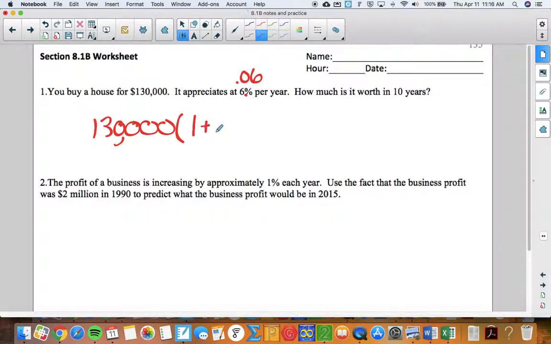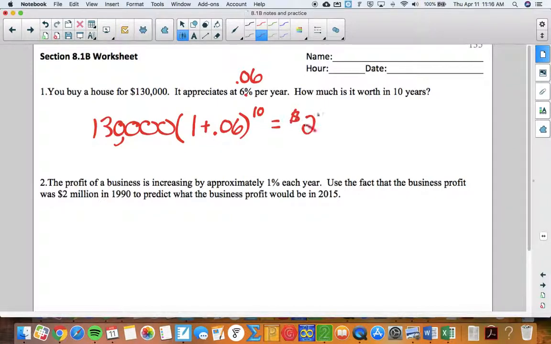When I did this, I put in only 3 zeros, and I got the wrong answer. So you want 4 zeros. Maybe the comma helps you see that. 0.06 goes in after the plus sign. When it's growth, it's a plus sign. If it's decaying or depreciating, it's a minus sign. And then this is a power of 10. Type that into your calculator. Make sure it works out well.